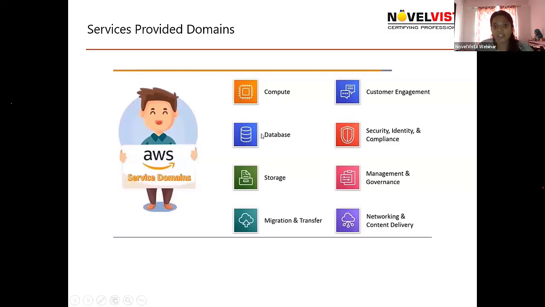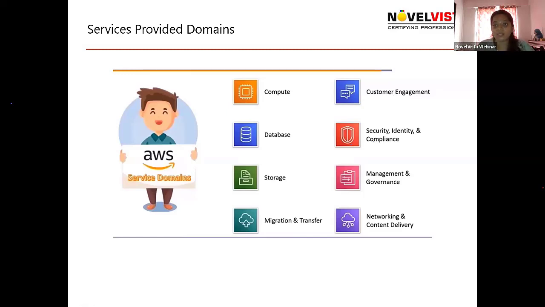But at that time, AWS also offers database related services for us, like RDS and DynamoDB. These are the AWS database services. Then customer engagement. For customer engagement also, the cloud can provide some services like SNS, Simple Notification Service.